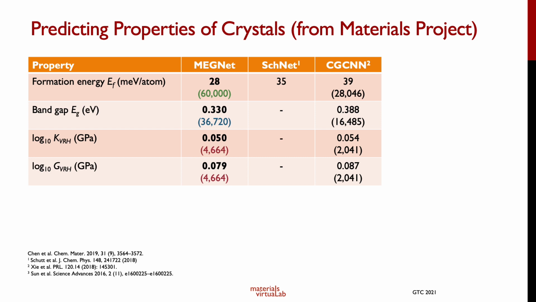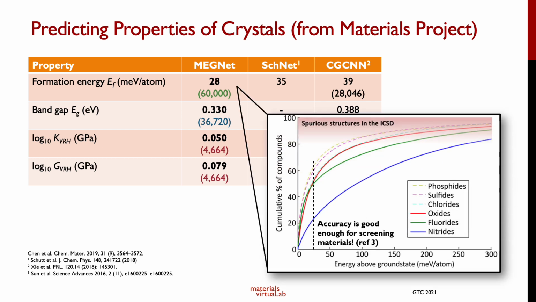There are things like the band gap, which is an electronic structure property that is of major interest in developing things like solar cells and optoelectronic materials. There are also things like the bulk and shear modulus, which are of interest in structural applications, right? I'm just going to quickly talk about the formation energy. Using MEGNet models, we can achieve a mean absolute error of about 28 meV per atom in predicting the formation energies of about 60,000 crystal structures in the Materials Project.